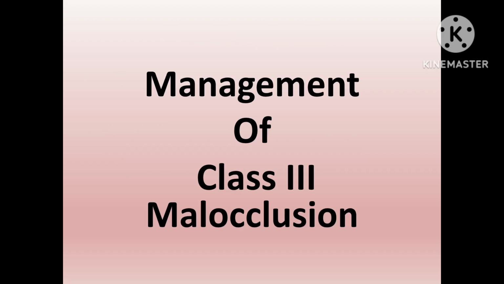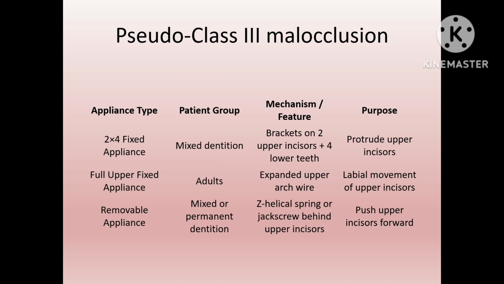Let's discuss the management part of class 3. In case of pseudo class 3, it should be treated as soon as it is detected to avoid future dental and skeletal problems. Several appliances have been suggested in the literature for correcting a dental crossbite. These appliances may be fixed or removable.